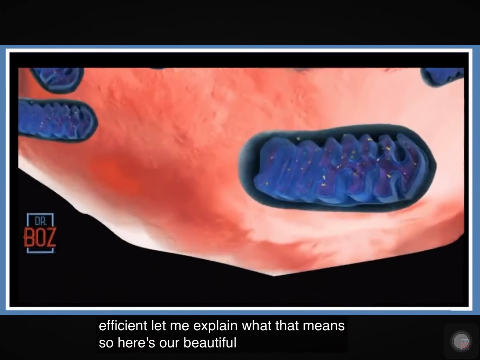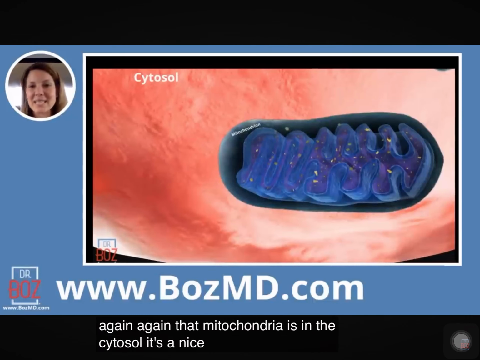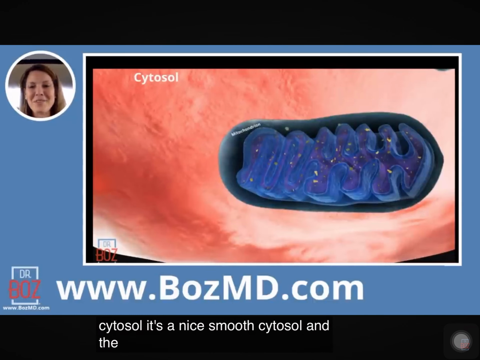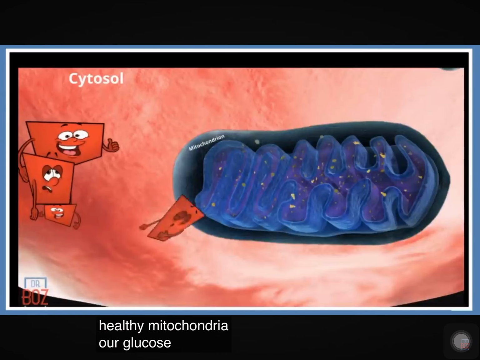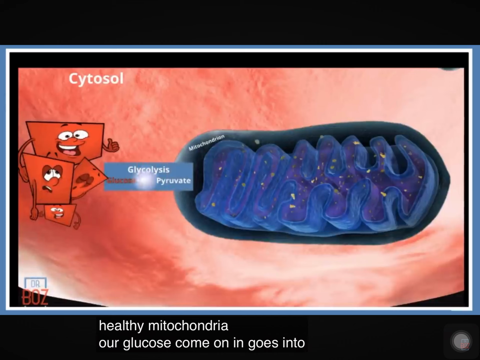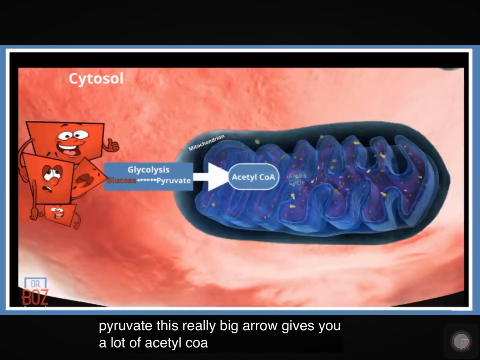So here's our beautiful healthy cell again. Again, that mitochondria is in the cytosol. It's a nice smooth cytosol, and the mitochondria is beautiful, long, with our wavy folds on the inside. That's a healthy mitochondria. Our glucose comes on in, goes into pyruvate. This really big arrow gives you a lot of acetyl-CoA.